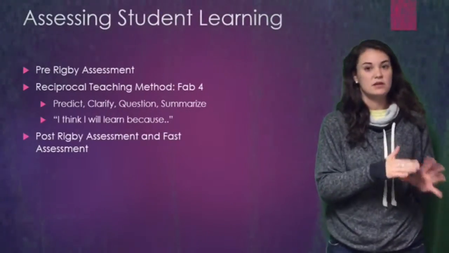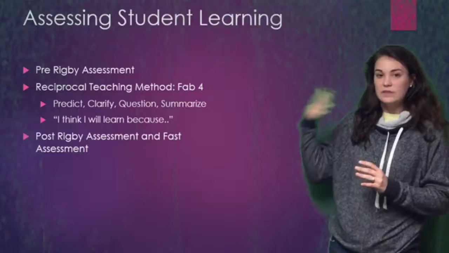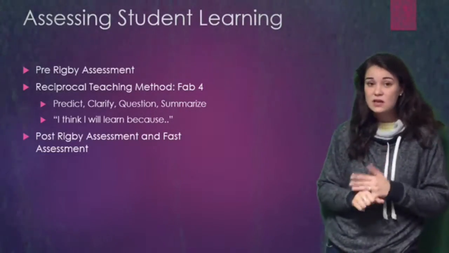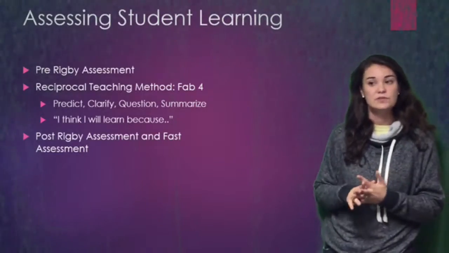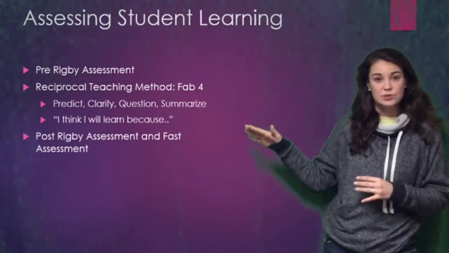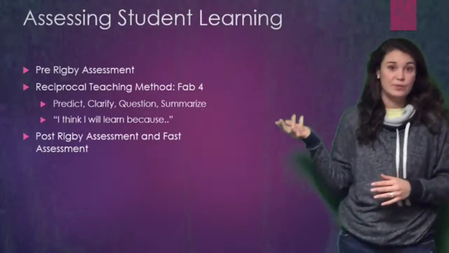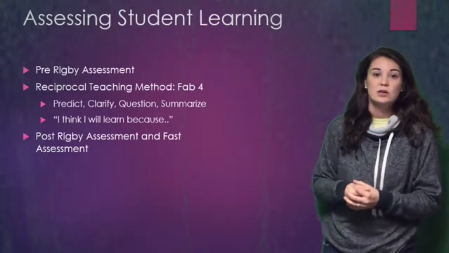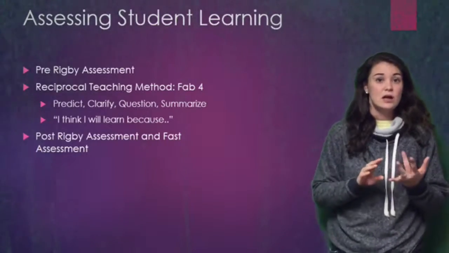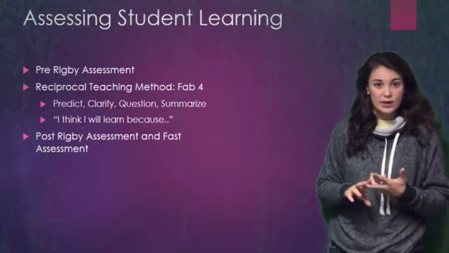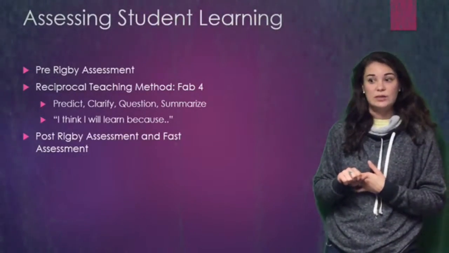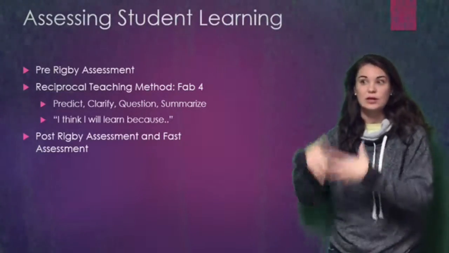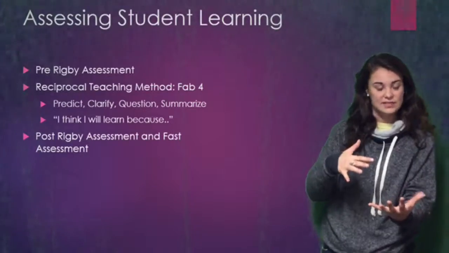The layout of this year started with giving my student a pre-Rigby assessment to assess her levels of comprehension and retelling of a story, and then we moved on to taking that information that we learned from the Rigby and putting it into our lessons. We followed the reciprocal teaching model, which uses the 4 components of reading: predict, clarify, question, and summarize. The student would have to gauge what they thought they were going to learn by saying, "I think I will learn because," and then finding their evidence in the text.